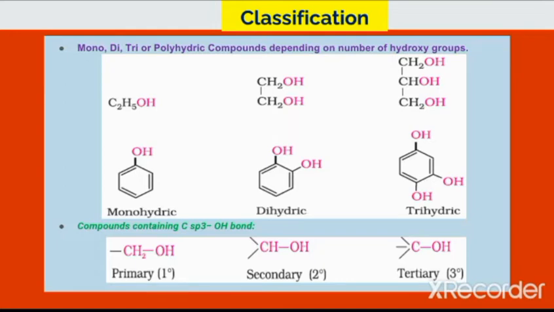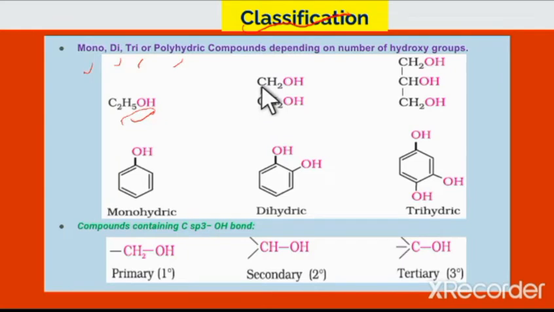Next we can go to the further concept, that is the classification of alcohols, phenols and ethers. First, alcohols and phenols are classified depending upon the number of OH groups, as mono, di, tri or polyhydric compounds. For example, in C2H5OH only one hydroxy group is present, so it comes under monohydroxy.